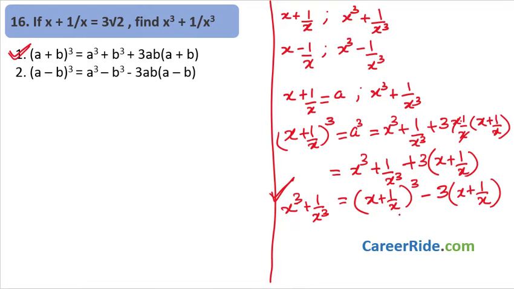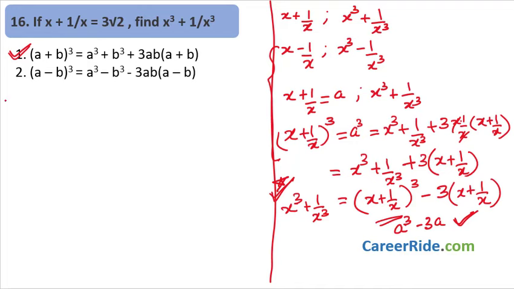X plus 1 upon x, the whole cube. You have to cube it first, and then subtract 3 times the value given to you. In my case, since I have taken x plus 1 upon x equal to a, it becomes a cube minus 3a. So this is what you have to pay attention to. But it is very important that you understand this logic so that you do not have to remember things. Your mind will be more accepting of them.